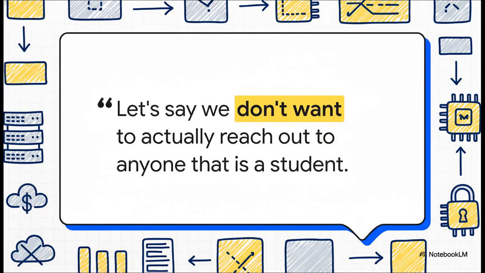Now, this next part is so important. Automation isn't just about going faster, it's about being smarter. So in our example, we add what's called a filter node. We can set a simple rule that says, hey, if the occupation field says student, just stop right there. This makes sure our valuable follow-up actions are only spent on the most qualified people.